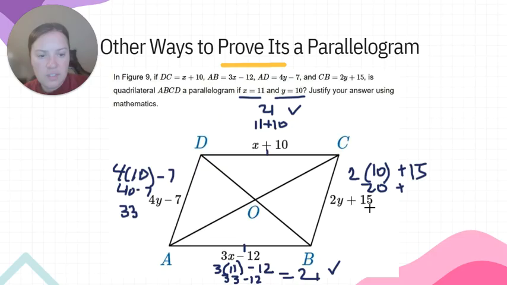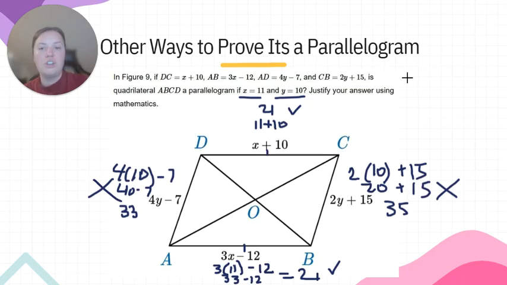10, and this is plus 15. So that means we have 2 times 10 is 20 plus 15, which gets us 35. So we have 33 and 35. These are not the same measures.